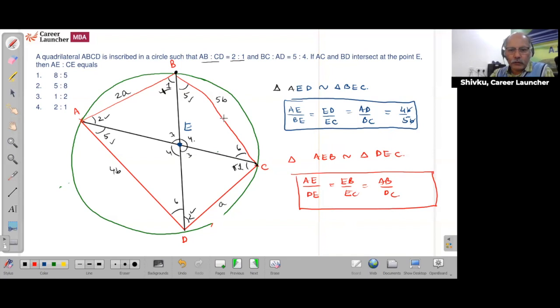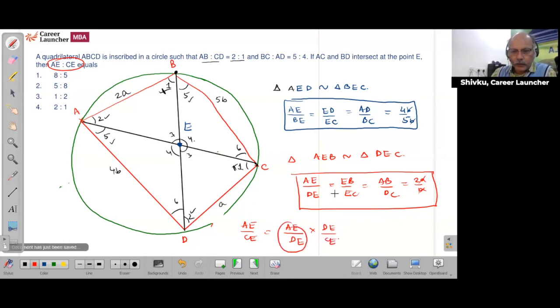And what do I know is the value of AB by DC? This value out here is equal to 2A by A, which is equal to 2 by 1. So in order that I want to find out AE by CE, AE by CE can be written as AE by DE into DE by CE, right?